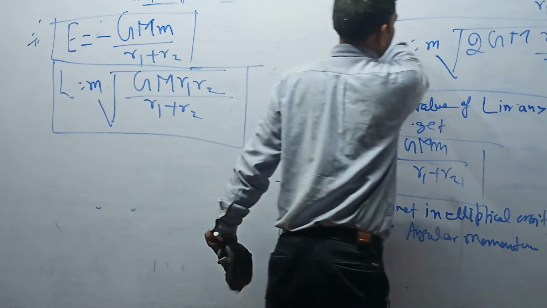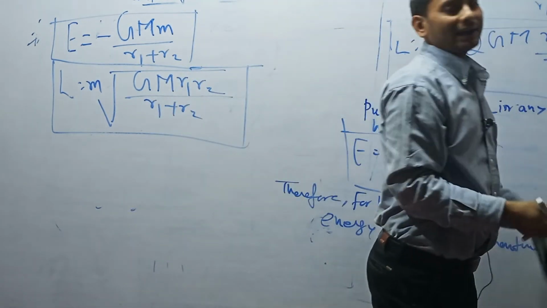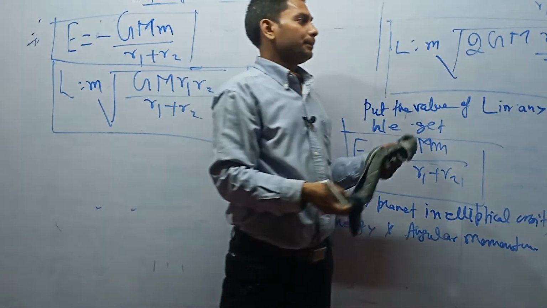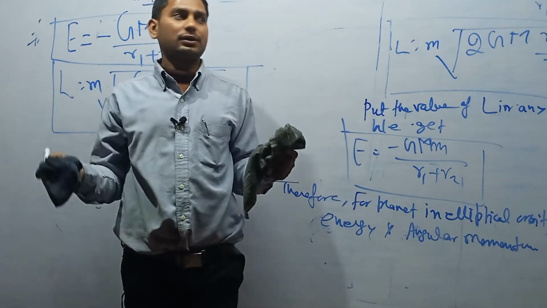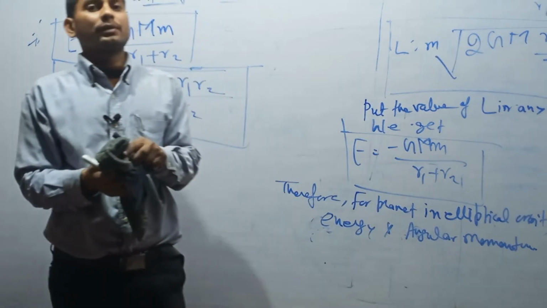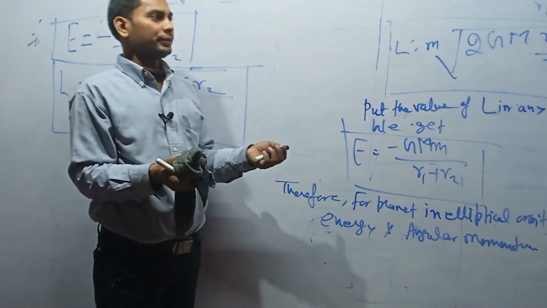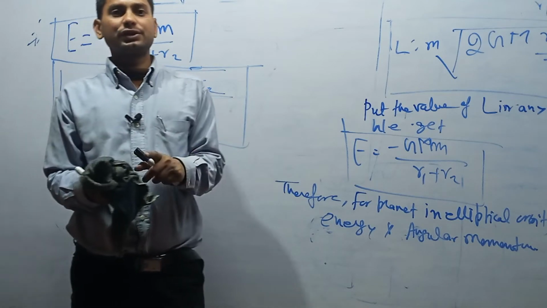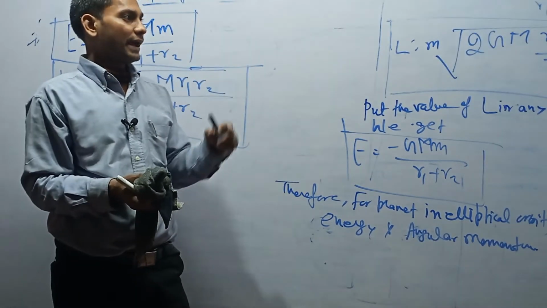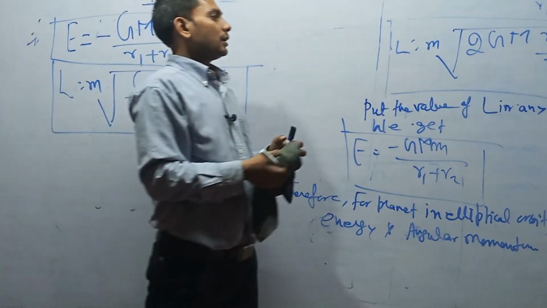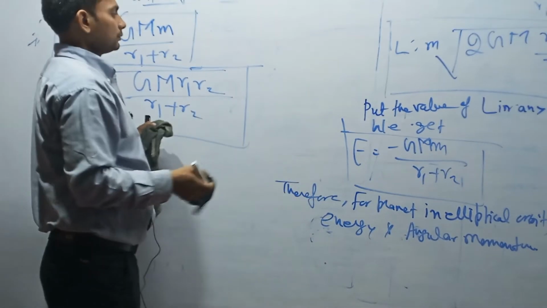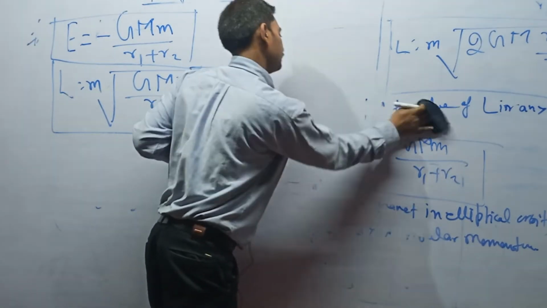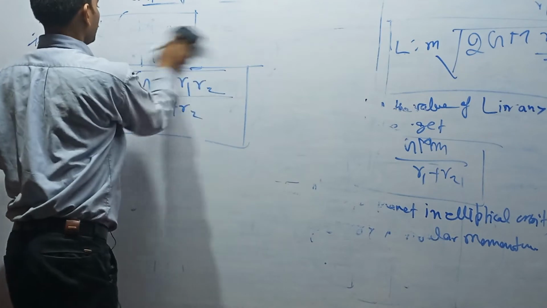I will also calculate the minimum speed of the elliptical orbit at the apogee and the maximum speed at the perigee. Minimum velocity of the elliptical orbit at the apogee and maximum velocity of the elliptical orbit at the perigee. Now I will calculate it one by one.